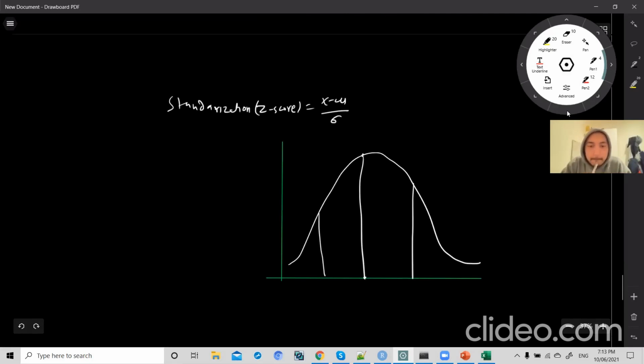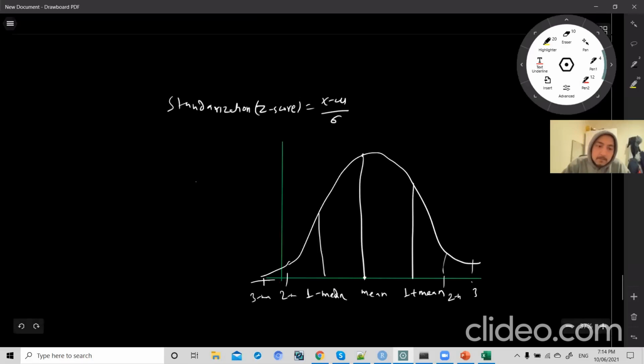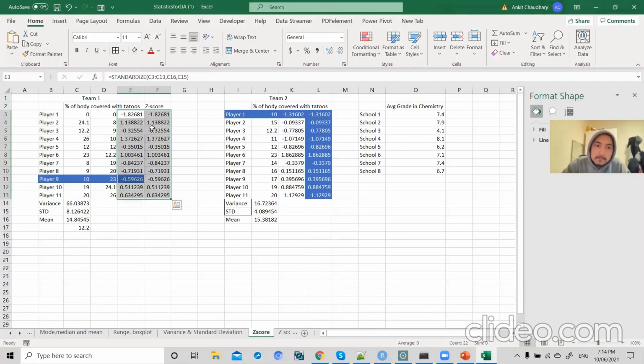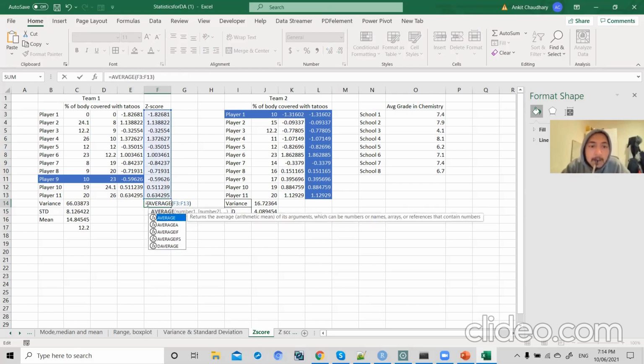So this is your mean, okay? The center point is your mean. 1 minus mean, 1 plus mean. 2 minus mean, 3 minus mean. So if you standardize your value into a Z-score, what happens is your mean will always be 0. Now if you take the mean of your Z-score, we don't have the mean, so add this. So it's always 0.